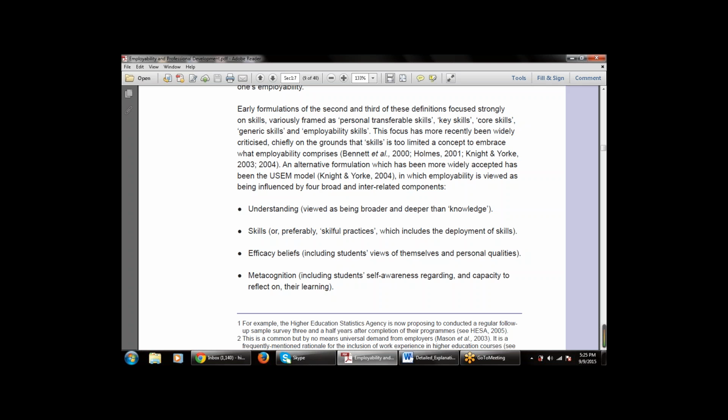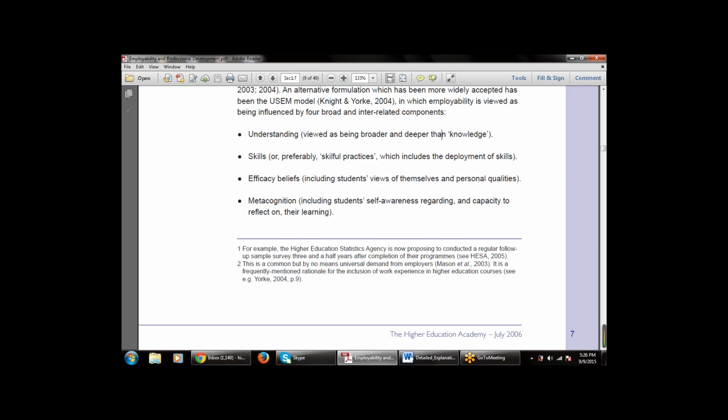So one is understanding, one is skills, one is efficacy beliefs, one is metacognition. These are the four terms that are used, that is understanding, skills, efficacy beliefs, and metacognition, which includes the student's self-awareness and the capacity to reflect on their learning. So these are the four interrelated components that are used with sustainable employability.